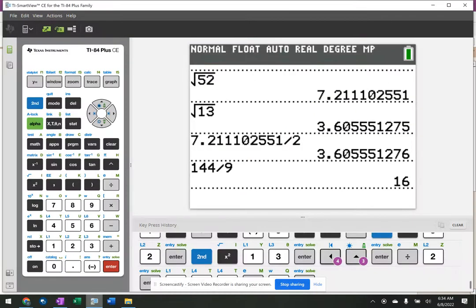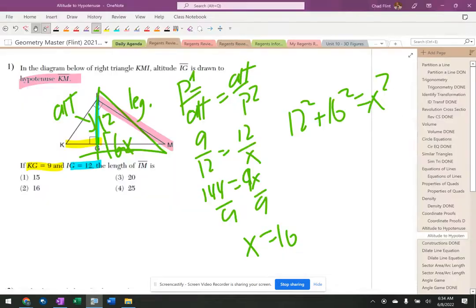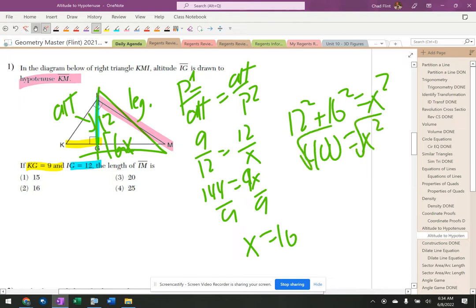So 12 squared plus 16 squared, I believe it's 400. Yep. So 400 equals x squared, and I take the square root, and I get 20. Any of the other ways you would have done it, you would still get 20.